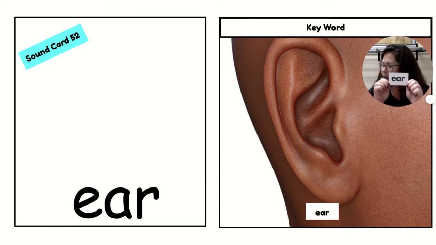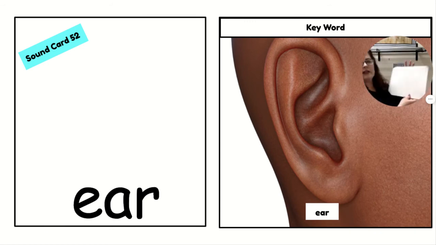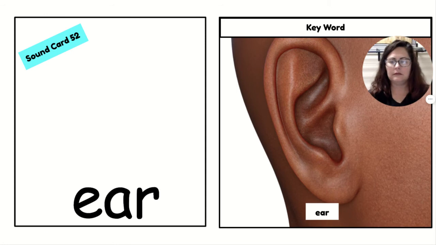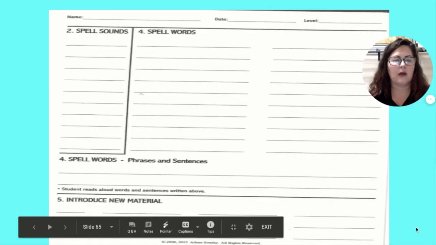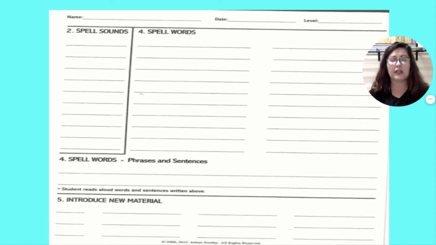So I want you to take a minute and trace. So you're going to trace ear while looking at it. Ear 3 times. Ear. Okay? Then I want you to take a moment and you're going to write EAR, or ear, 3 times on the small lines in the Introduce New Materials section of your Sonday student notebook. Pause the video to give yourself enough time to write that.